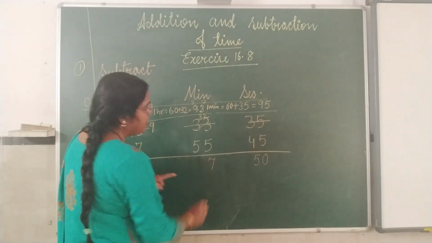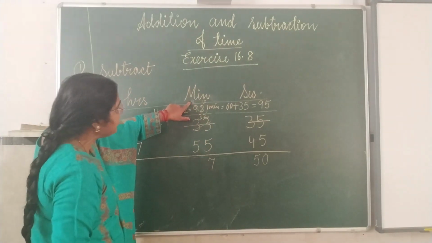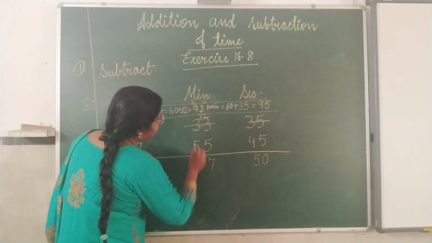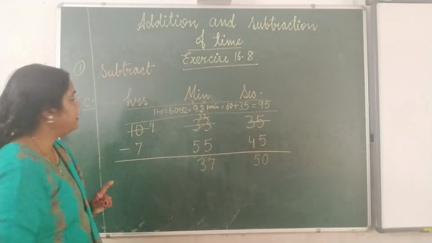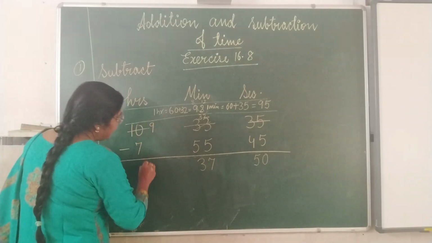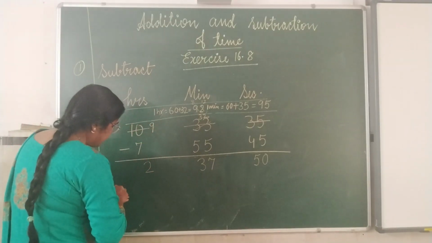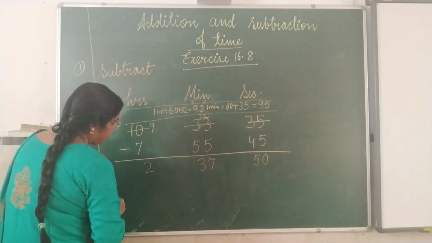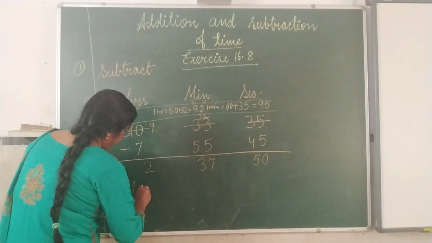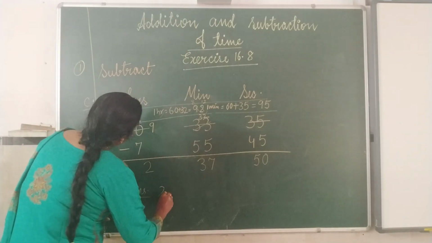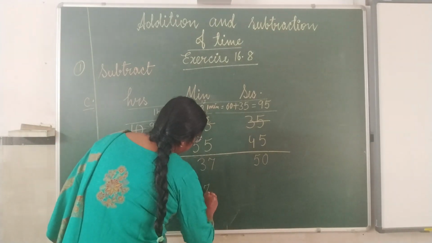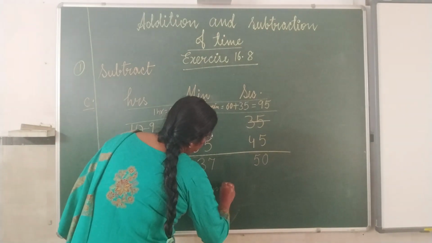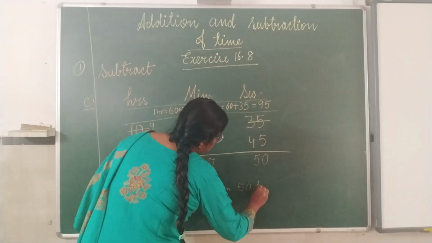Clear? Now here it is 8 and here it is 5. 8 minus 5, 3. Okay. Now 9 minus 7, 2. So the answer is 2 hours, 37 minutes and 50 seconds.